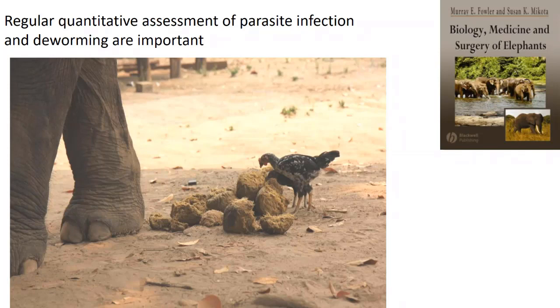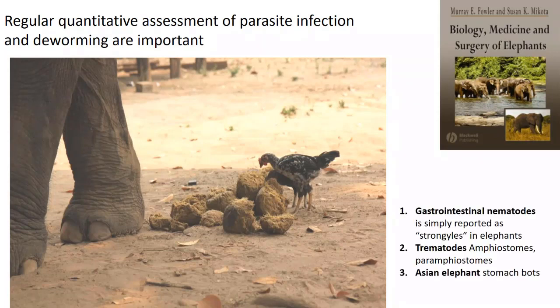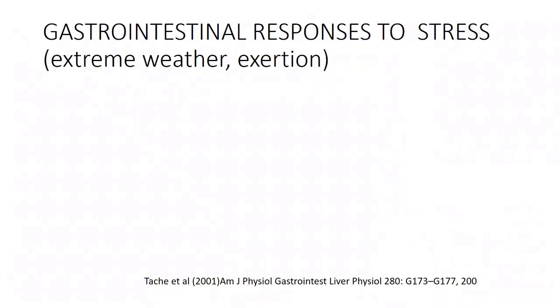About elephant parasites, you can look into this good book. Among elephant parasites, the three most common parasites we can see in our range states, not only in Myanmar I believe, are gastrointestinal nematodes, simply reported as strongyles, nematodes, and stomach bots.